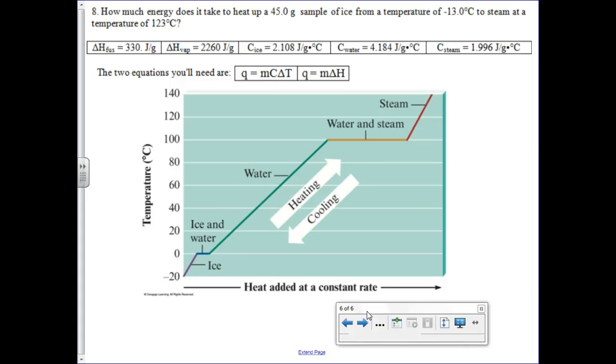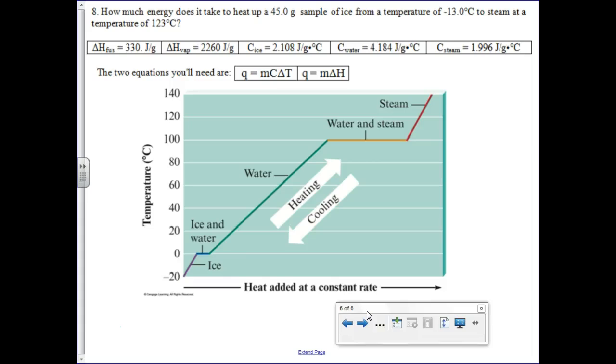So we have a chunk of ice, 45 grams of it. We're going to heat it up. We're going to melt it. We're going to heat up the water. We're going to boil the water. We're going to heat up the steam. If you're tracing along your heating curve, we're down here. We're going to heat it up, melt it, heat up the water, boil it, and heat up the steam.